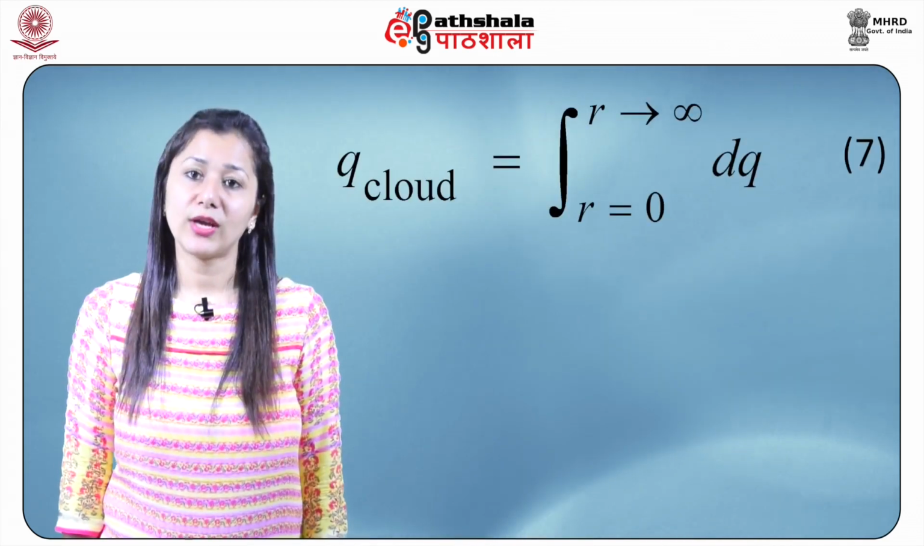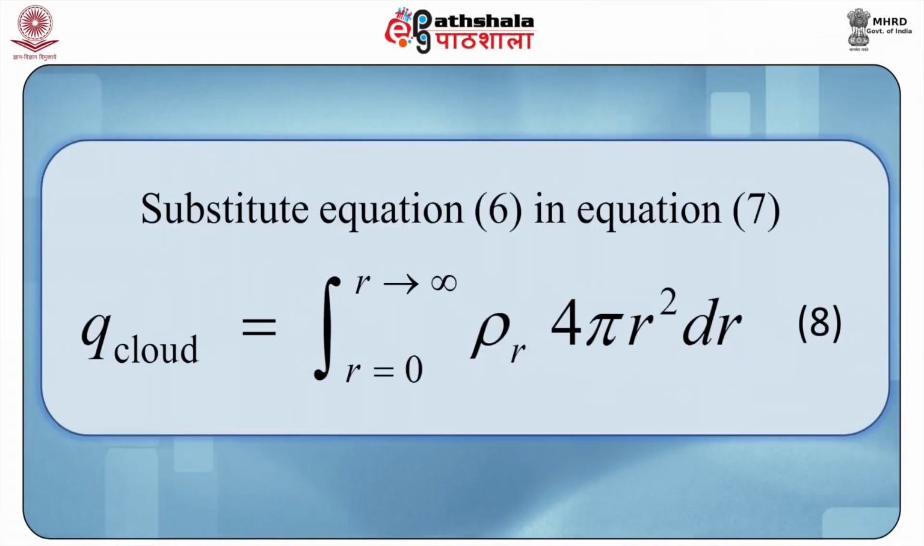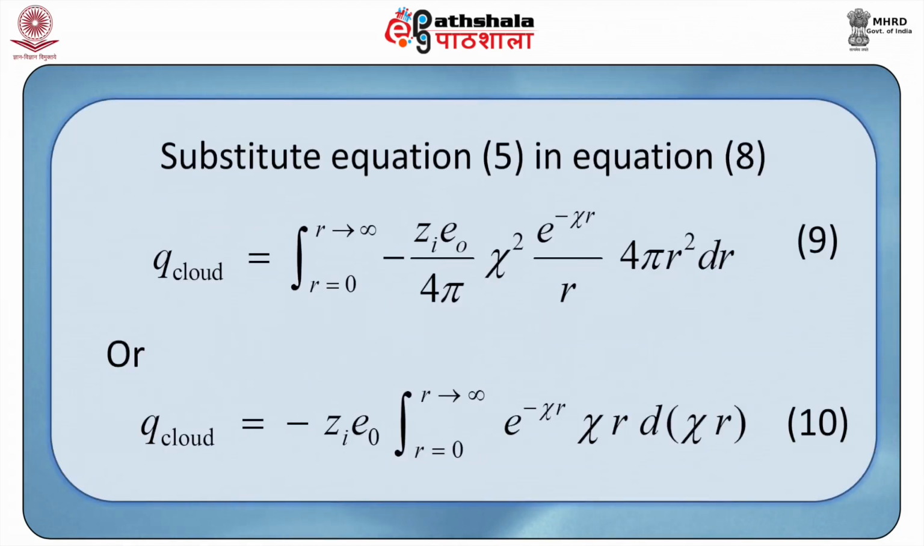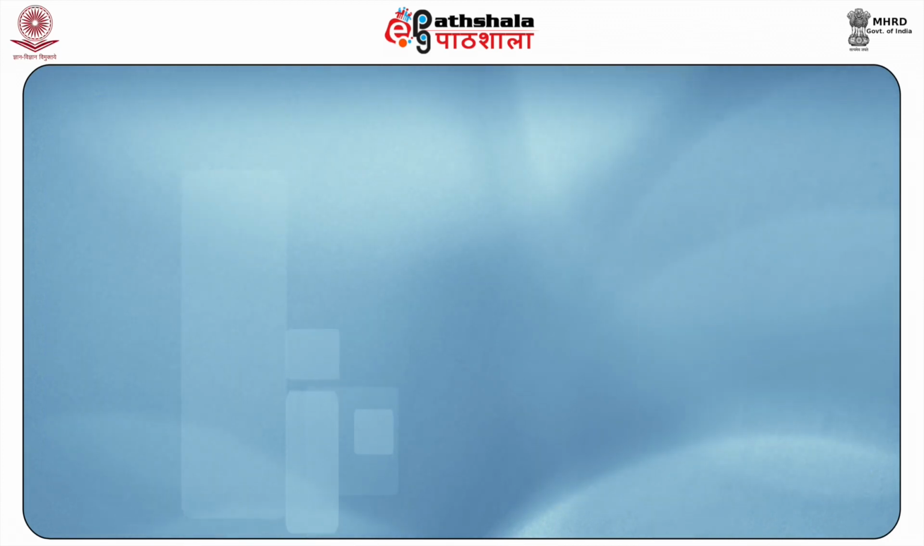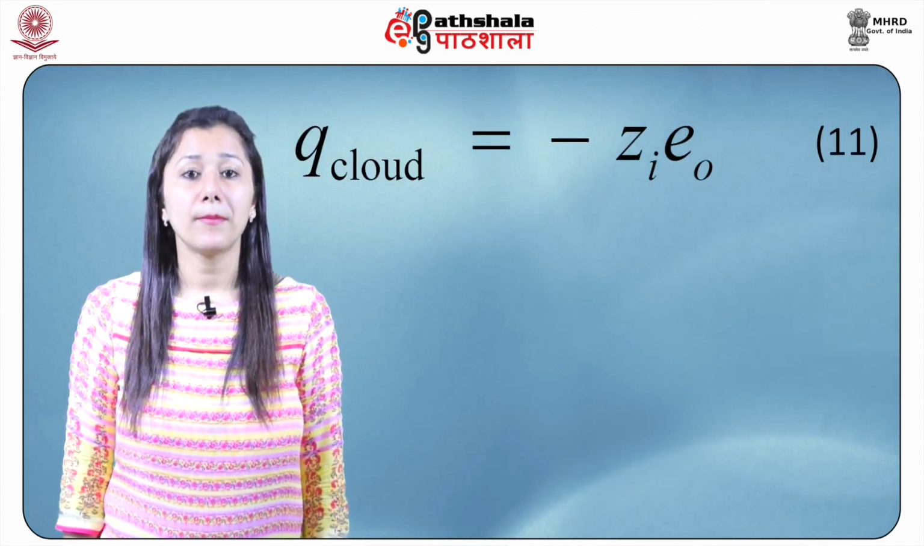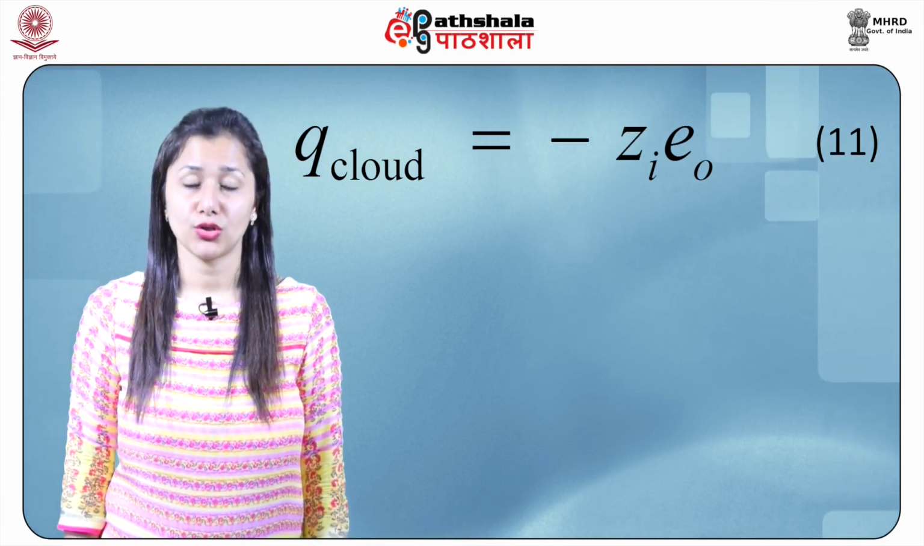Thus, we have equation 7. Substituting equation 6 in equation 7, we get equation 8. Substituting equation 5 in equation 8, we get equation 9. This can be simplified into equation 10. The integration of equation 10 is done by parts, thus giving us the result as written in equation 11: Q cloud is equal to minus Zi e naught.